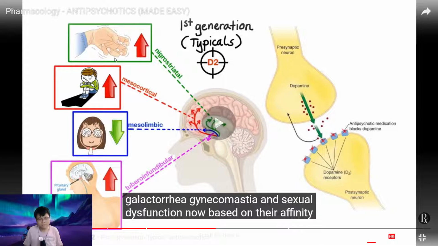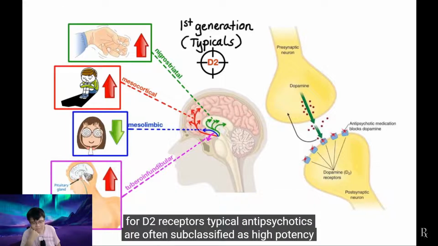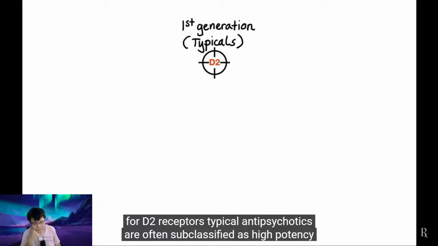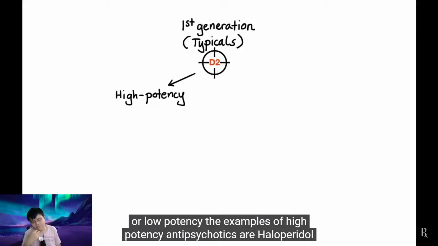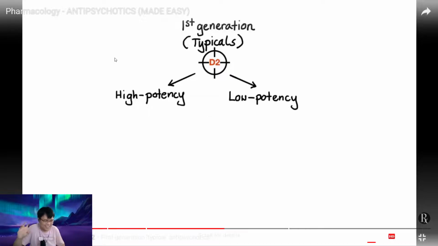Now, based on their affinity for D2 receptors, typical antipsychotics are often subclassified as high potency or low potency. This can be a helpful classification, or you can also do the chemical group classification if you have to deal with all of them. But in the Philippines, we only have 4 plus 1, so it's easy to just remember those 4 and the plus 1 as a separate entity altogether. Even in other countries, it's a separate thing altogether, really.